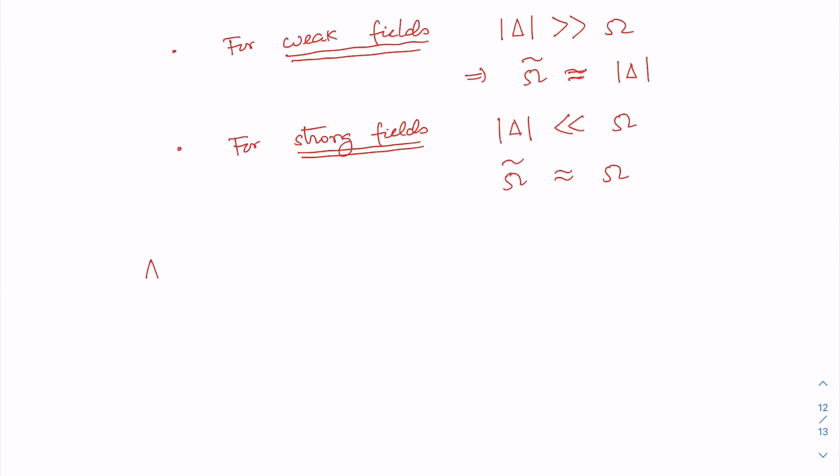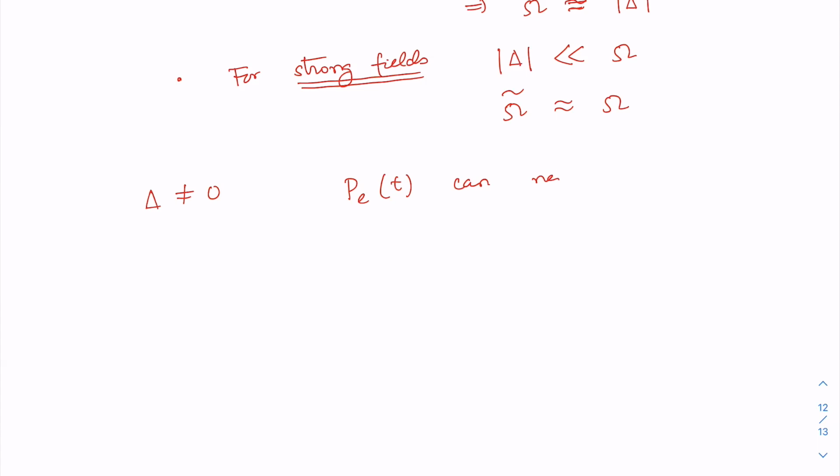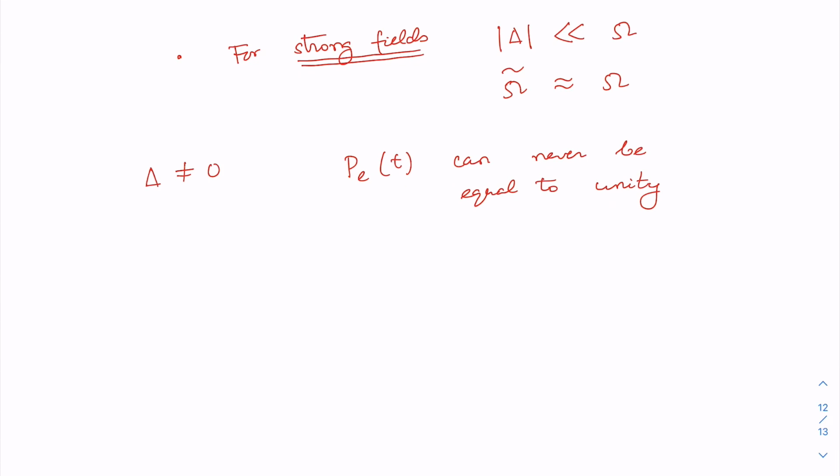Now in the delta not equal to 0 case, the non-resonant case, this population in the excited state can never exactly go to 1. Let me better write it: P can never be equal to unity, because the amplitude reduces.